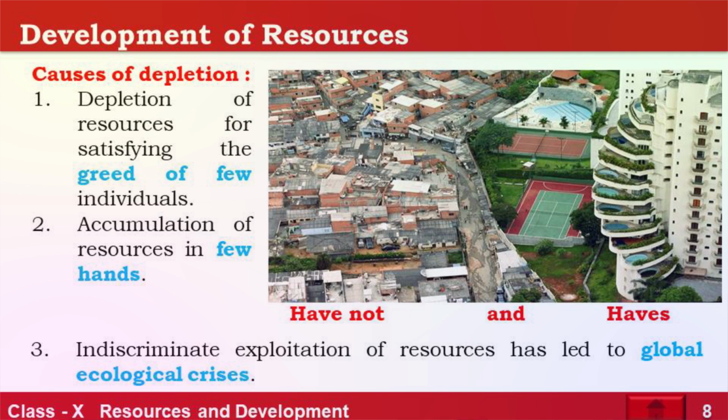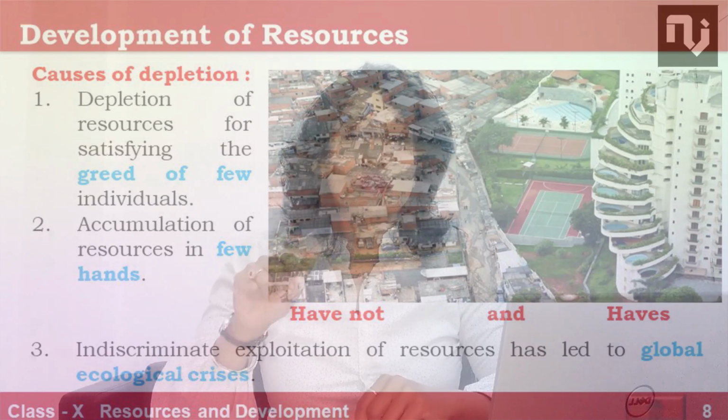So we see mismanagement of resources. And the third, indiscriminate exploitation of resources has led to global ecological crisis. Indiscriminate means you have seen people waste water. I have shown here in one PPT, on every floor there is one swimming pool, and you can see there is one common swimming pool also. So people are using water so badly.